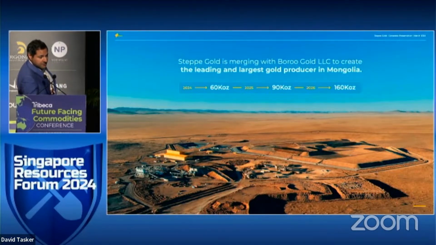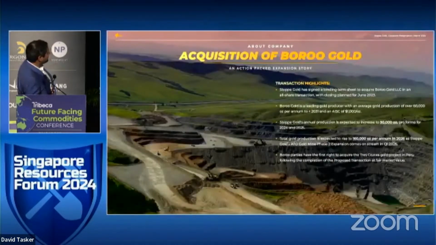So we'll have 2 production centers, taking our production run rate in Q3 this year to about 90,000 ounces per annum at about $1,000 all-in cost. And in 2026, when our sulfide expansion comes online, we'll be producing about 160,000 ounces at just under $1,000 all-in cost. So lots of growth in cash flow, in our production profile, and more importantly, we're funded.